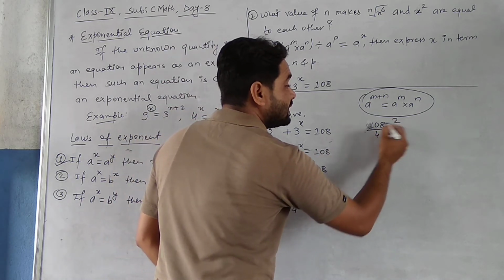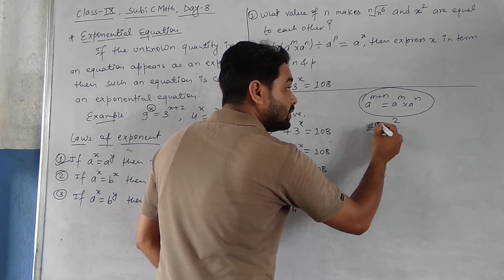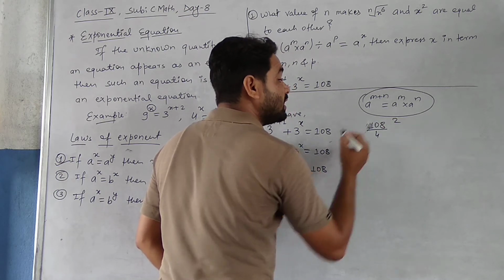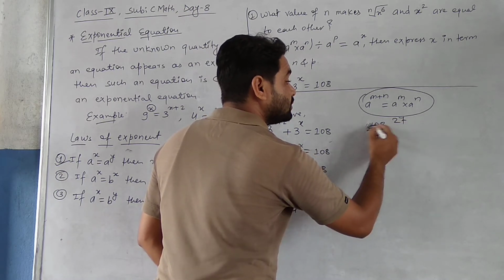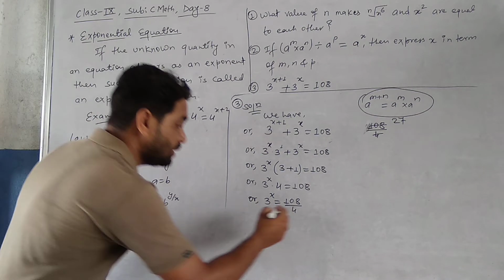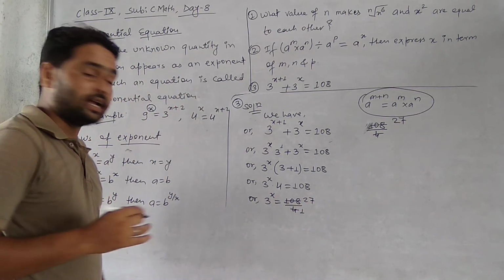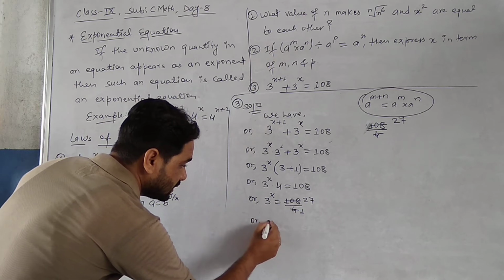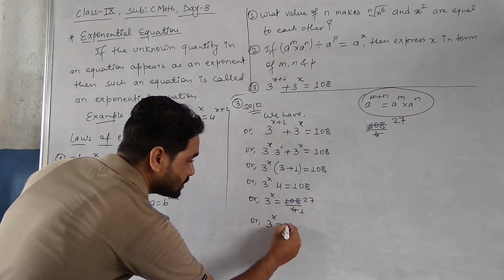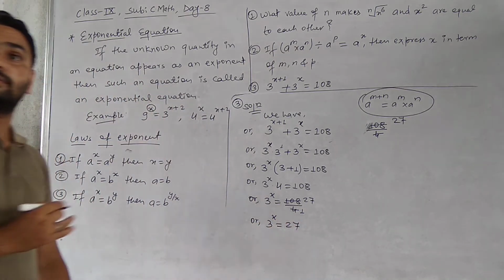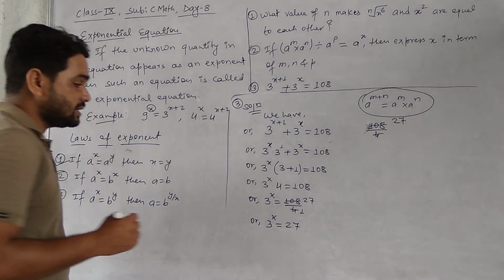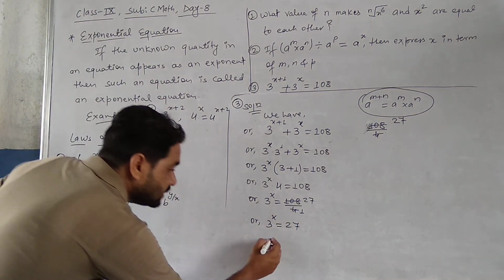4 twos are 8, carry 2, and 28. 4 sevens are 28. We get 27. 4 ones are 4. So we get 3 power x equals 27.